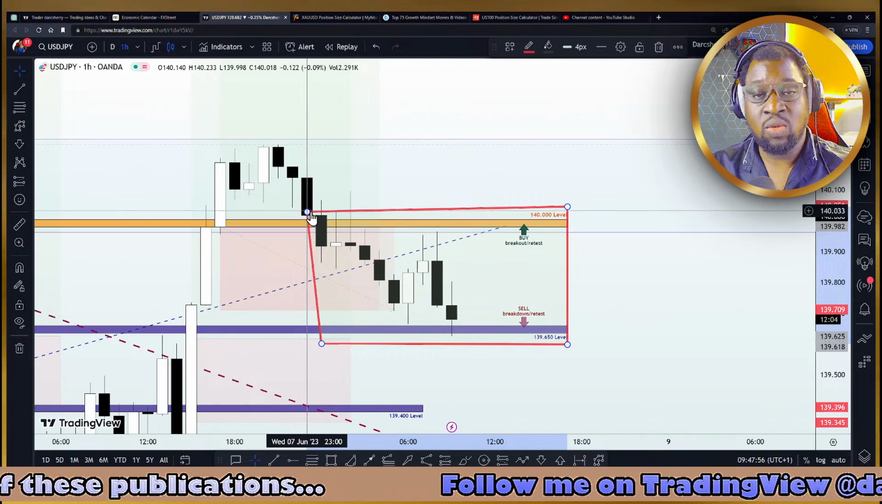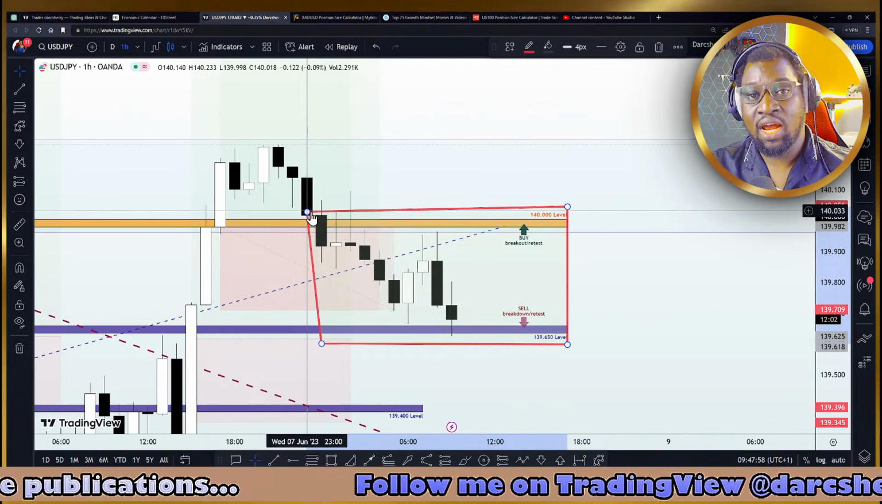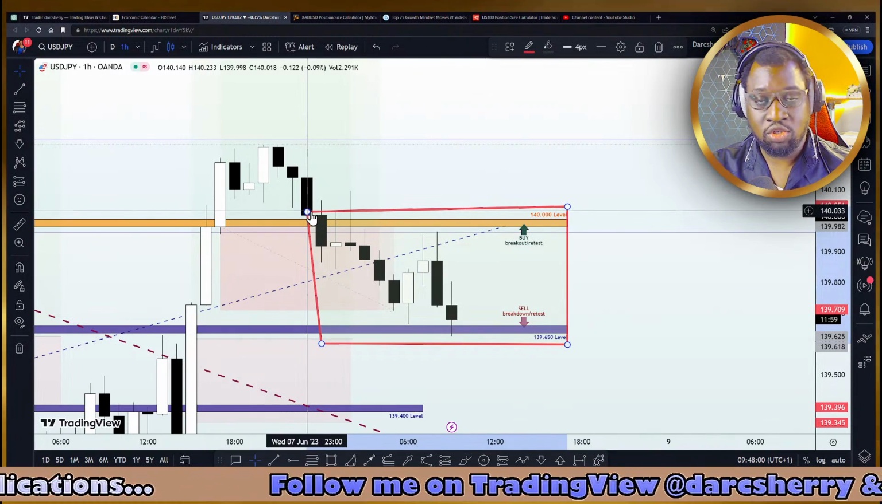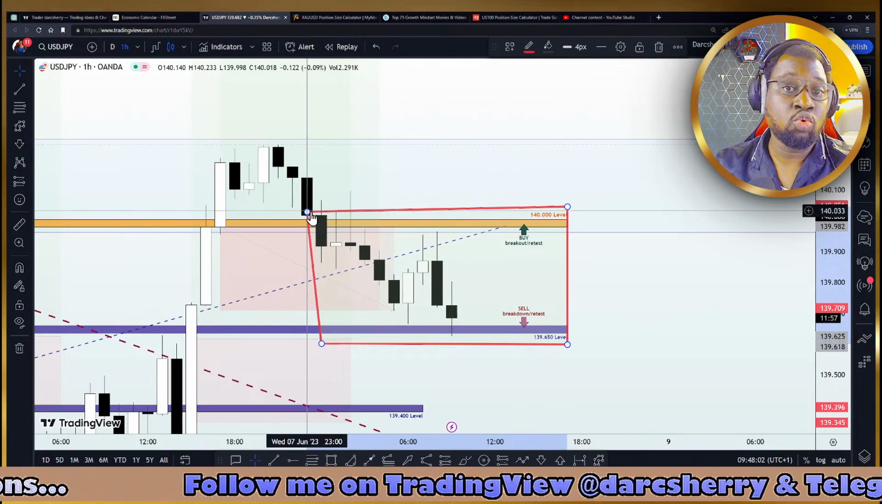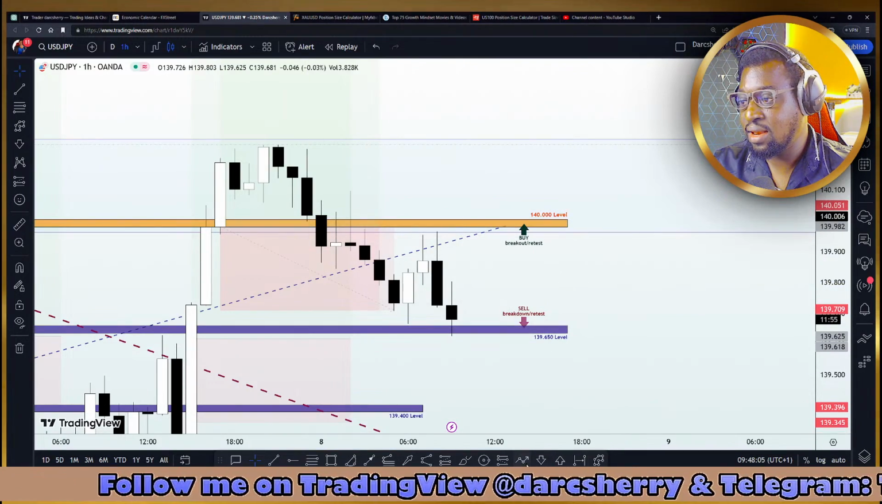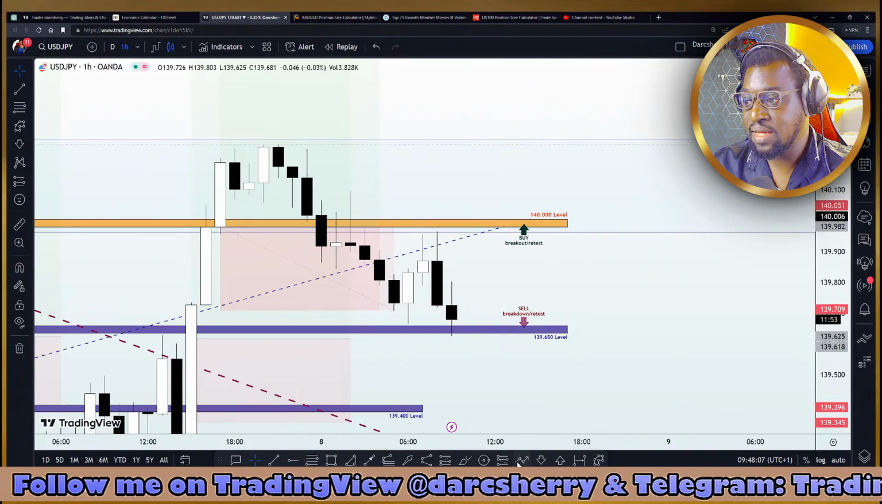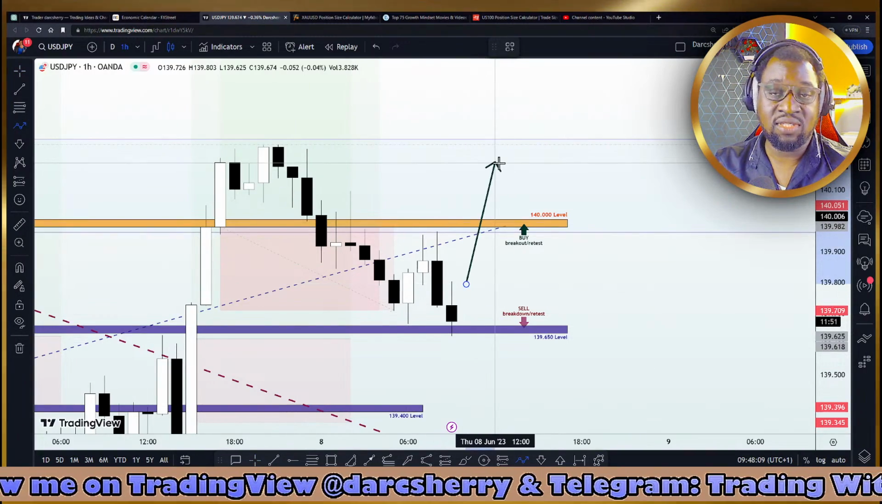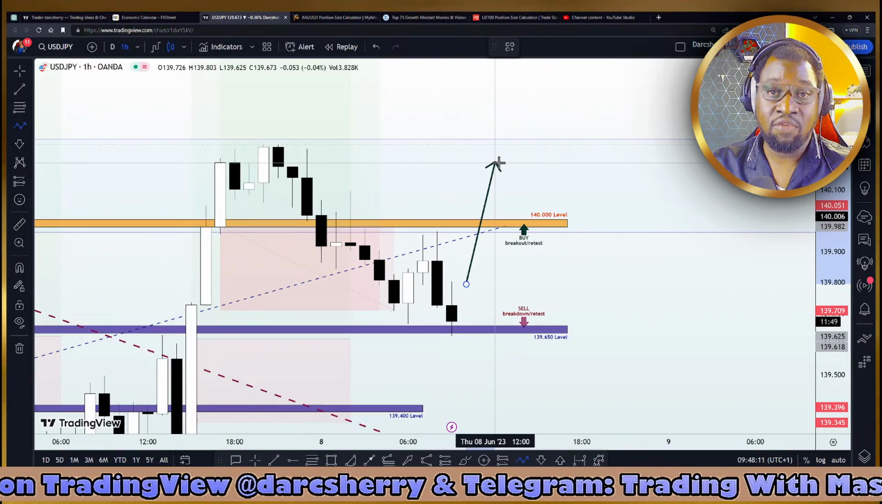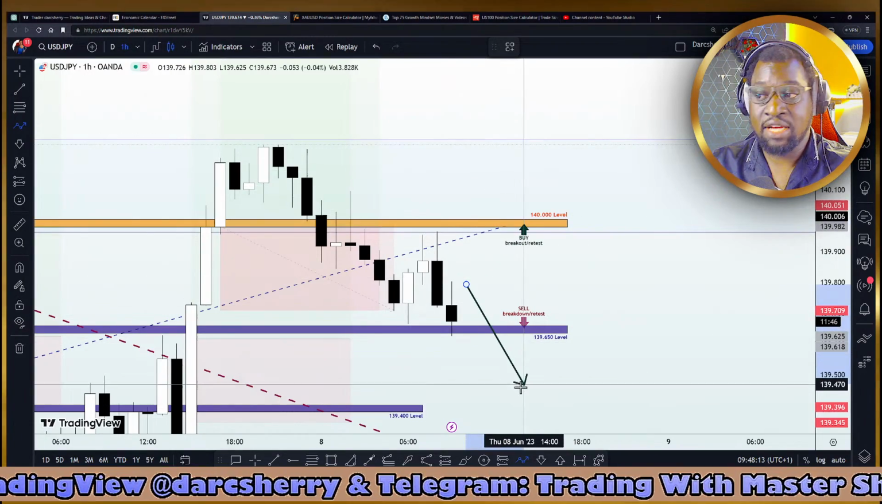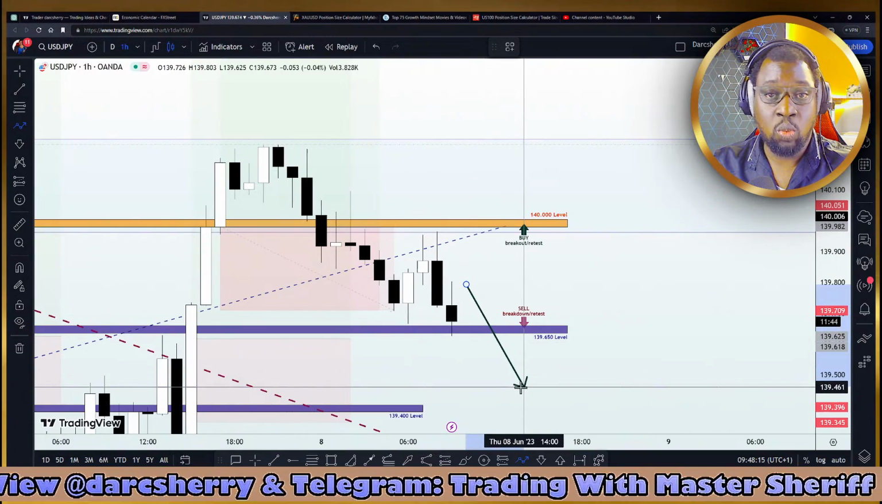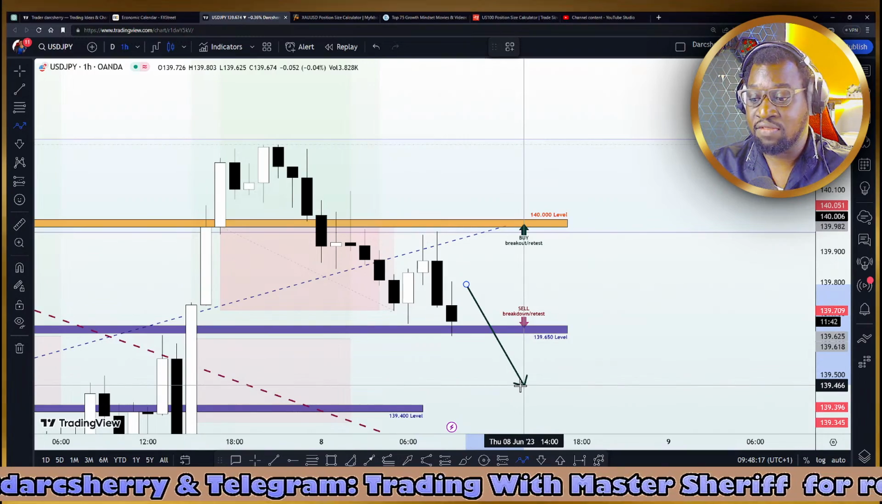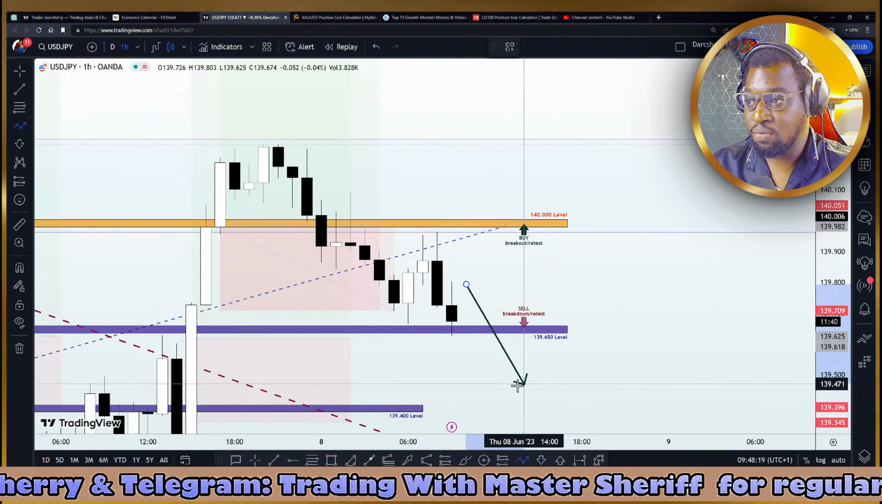And you know how we do it whenever we have this kind of simple flat channel. We want to wait patiently for structures to mature where price action could either break out of the resistance line for buying opportunity. That is, if price breaks above the 140.00 level, we look out for buying opportunity. But if price action drops below the support line at the 139.650 level, we look out for selling opportunities.